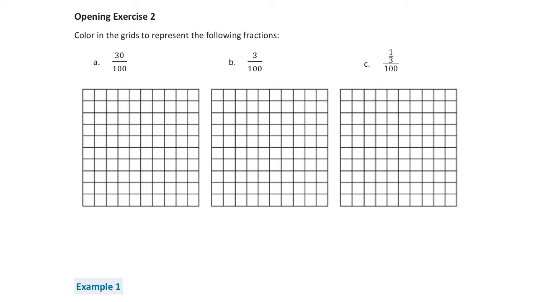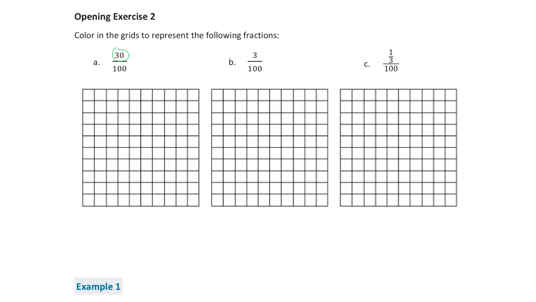All right, now we're going to move on to the next page to exercise 2. Color in the grid to represent the following fractions. Here in A through C, we are given a chart of 100 squares. So it wants us to fill in how many squares is out of 100. So here we have 30 over 100, which means we're going to color 30 of those squares.